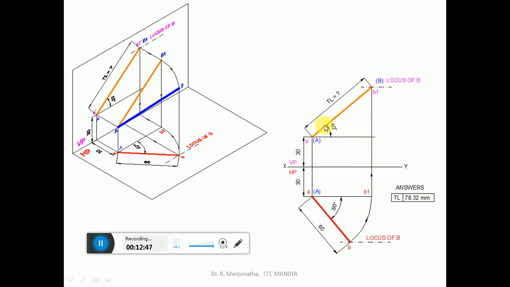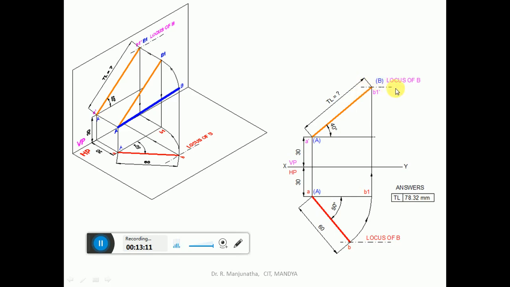From A dash you draw a line which is inclined at 40 degrees to HP, so that it will cut the end projector here, the vertical projector here. So this point will be the true length. So join A dash B1 dash with a little bit thicker line than the projector line. Now since this line is parallel, you are getting the true length here. Mark this as capital A and capital B.